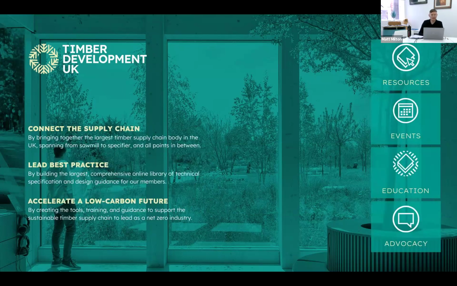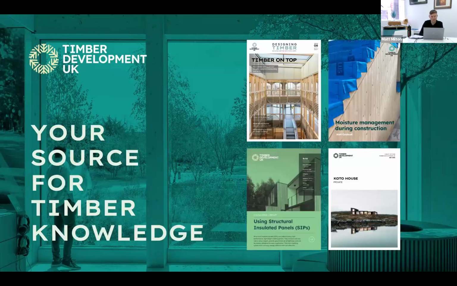You can see our three key missions here: to connect the supply chain, to lead best practice, and to accelerate a low carbon future with a fantastic low carbon material that is timber. And here you can see some of the ways in which we do this. One of them is, of course, via webinars like this one.